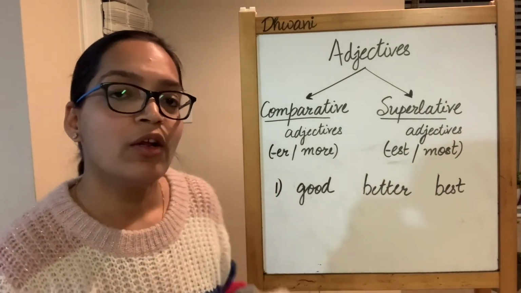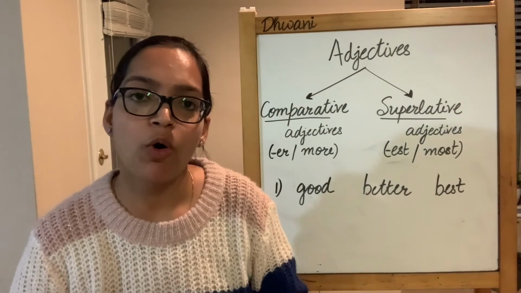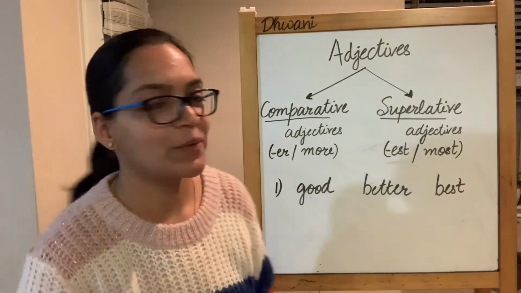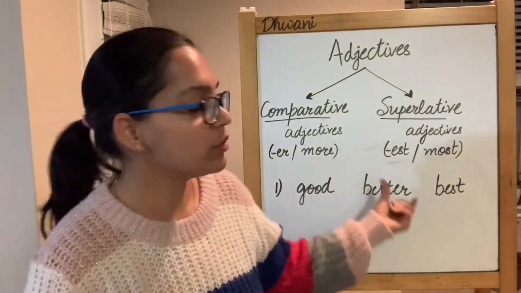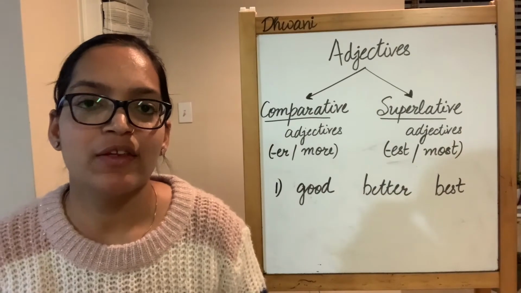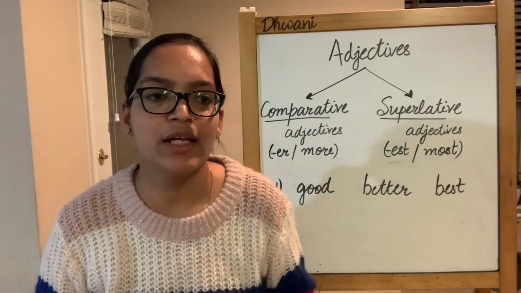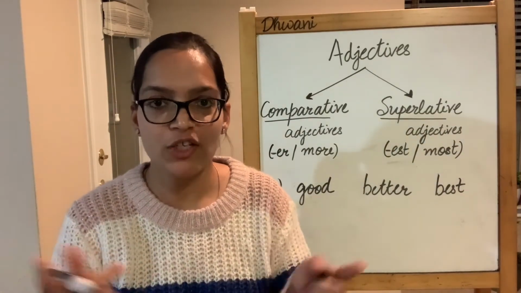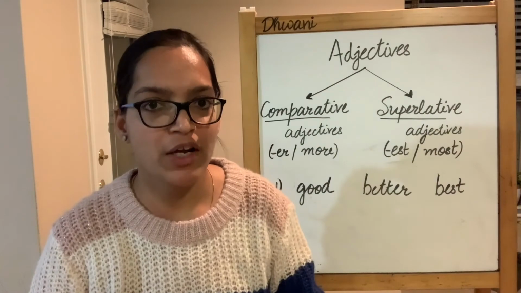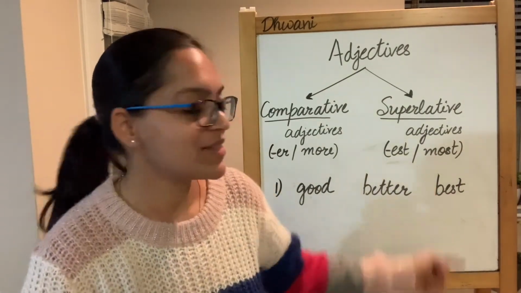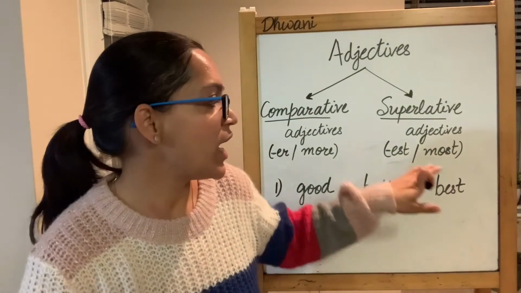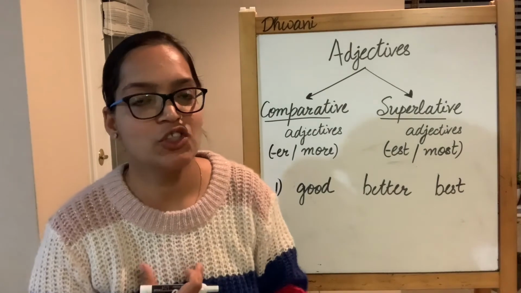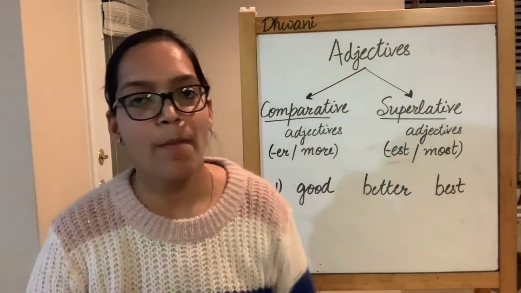So neither does good turn into gooder, nor does it turn into more good. It changes its form to better. It changes from good to better. And when I'm using it in the superlative form of the adjective, in a sentence like, I'm the best teacher in the town, I'm making a comparison of all the teachers. I'm using the superlative form of the adjective good, and it turns into best. So you see, neither did we add est at the end, nor did we have to add most, but it changed its form from good to best.